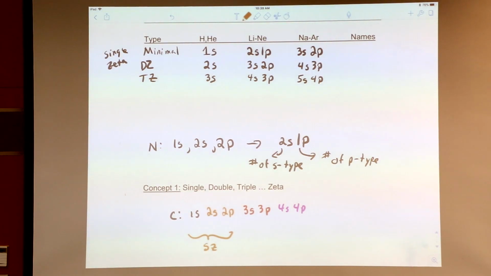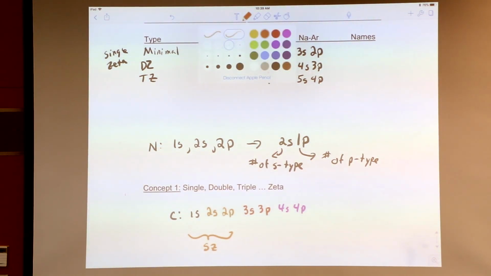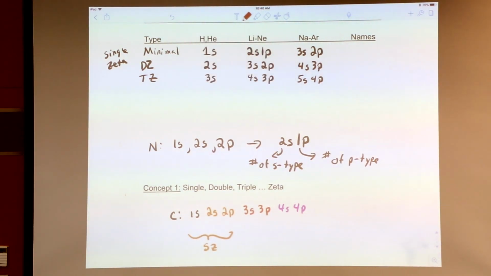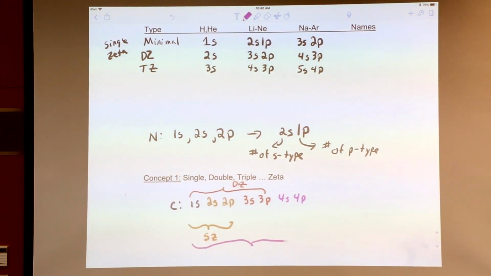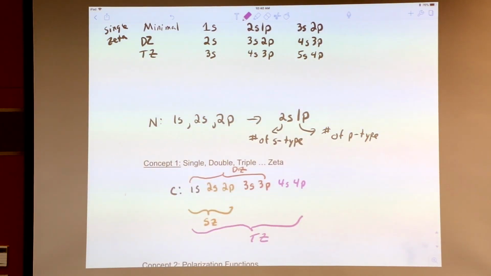That was the core. And then you could say, all right, well, but then I include another set. And this gives me a double zeta kind of basis set. And then I could include yet another set, and this would give me a triple zeta kind of basis set. And you can go on and on and on. Okay, so you could just make a quadruple zeta and quintuple zeta basis set.